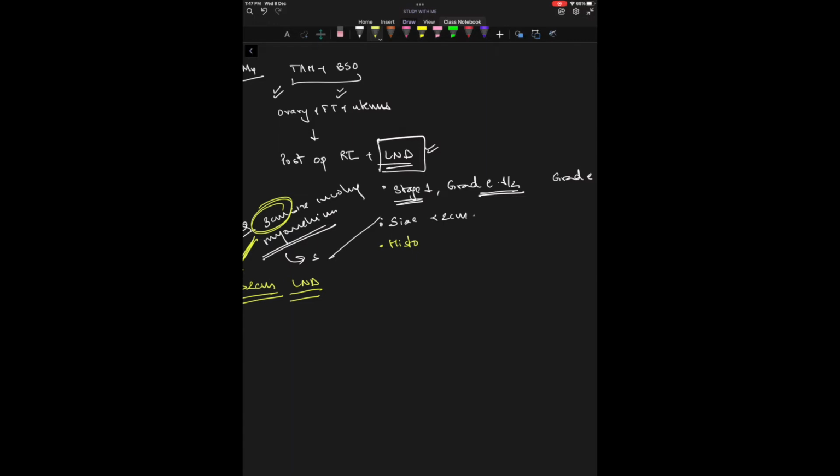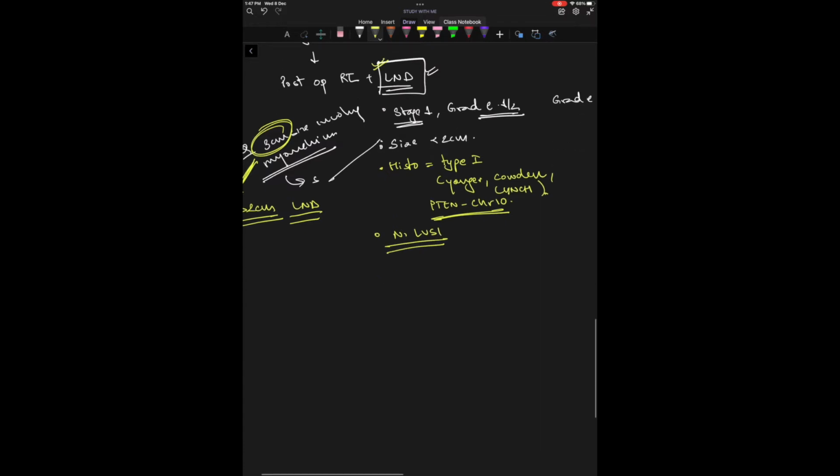If histologically the type is type 1. What was type 1? It was seen in the younger females, remember? And was associated with all the syndromes like Cowden, right? Lynch. Okay. And what was the mutation? PTEN, chromosome 10. Always remember this, it's very important. And also there should be no lymphovascular invasion.